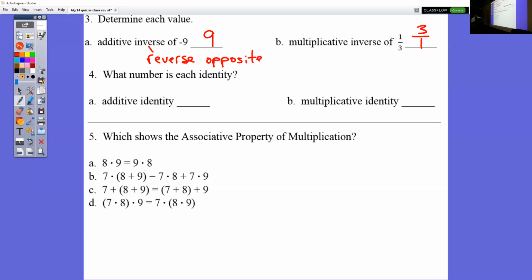What is the additive identity? What is the multiplicative identity? Remember, your identity is yourself. So what can we add by to get yourself? What can you multiply by to get yourself?